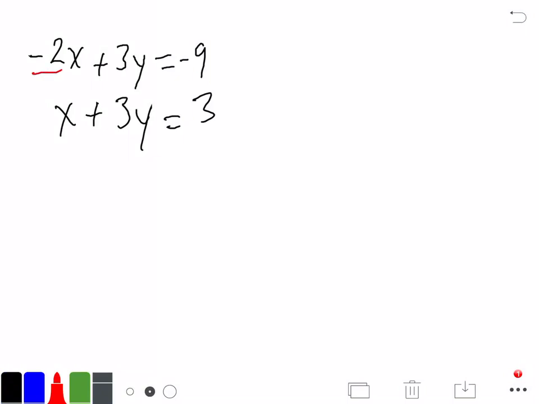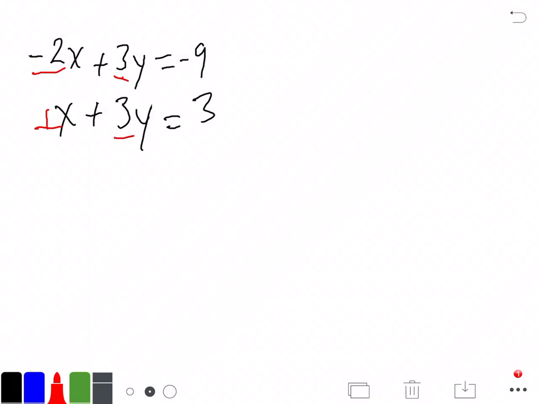The coefficient on my first x value is -2. The coefficient on my second one is 1. Those are opposite because one's negative, one's positive, but they're not the same number, so they're not opposite coefficients. Now, if I look at my y values, I have a 3 on the top and a 3 there. Those are the same number, but they're not opposite. So I do not have a set of opposite coefficients here.